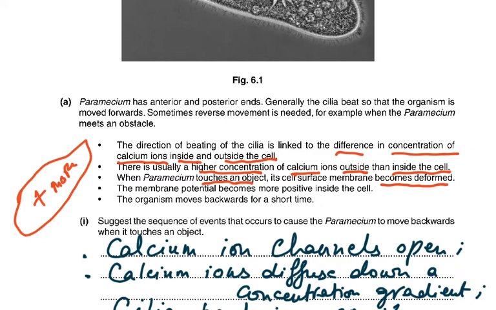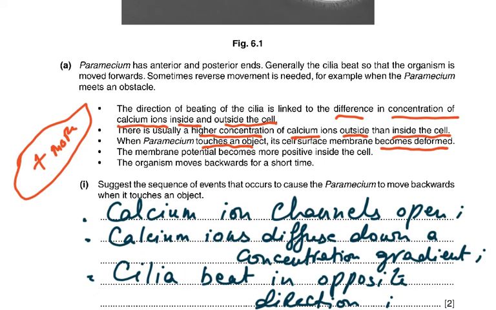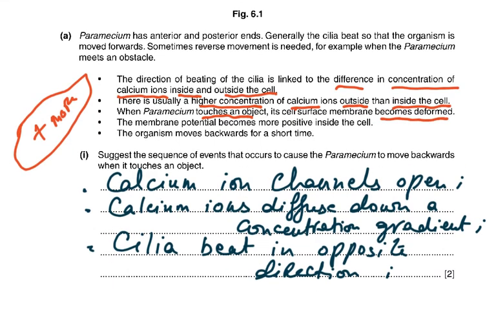Now it says suggest the sequence of events that occur to cause the paramecium to move backwards when it touches an object. Now you have to get all this from the question, nothing from outside. Calcium ion channels open, calcium ions diffuse down a concentration gradient, and cilia beat in the opposite direction. So everything was taken from the question. But you had to read the question carefully and understand it, and then put it into words. So this is the biggest exam skill of doing a paper 4.